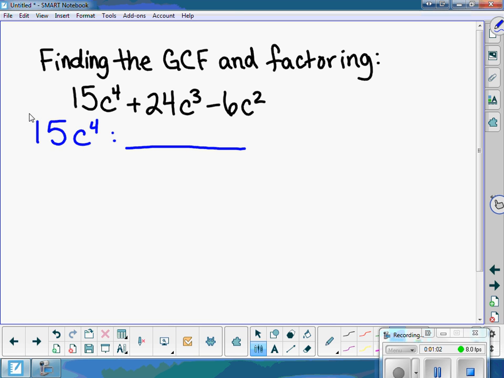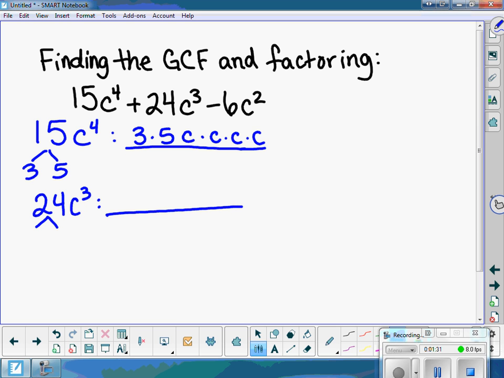So our prime factorization method is, we're going to look at the numbers that multiply to 15. 3 and 5 multiply to 15. 3 and 5 are both prime numbers, so it doesn't factor any further. And then c, we're going to write that out 4 times. Right? And then 24c to the third, we're going to do the same thing.